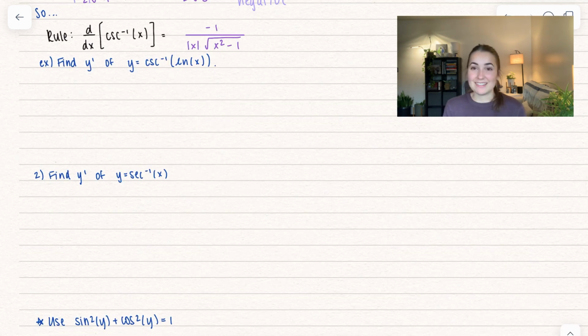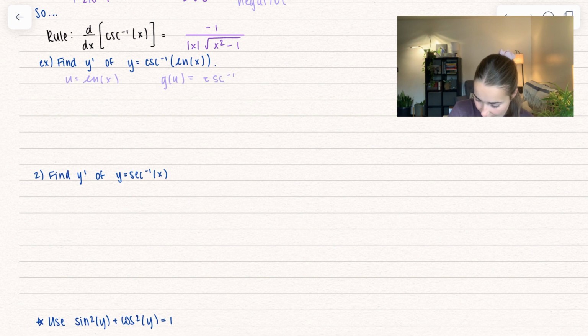Okay, so here we have an example so we can kind of put this into action. Here we want to find y prime of inverse cosecant of the natural log of x. So let's go ahead and set up chain rule. Our inside, u, is going to be equal to the natural log of x. The outside, g of u, is going to be cosecant inverse of u. So let's go ahead and find these derivatives. u prime is going to be 1 over x because that's the derivative of natural log of x. And g prime of u is going to be using our new rule.